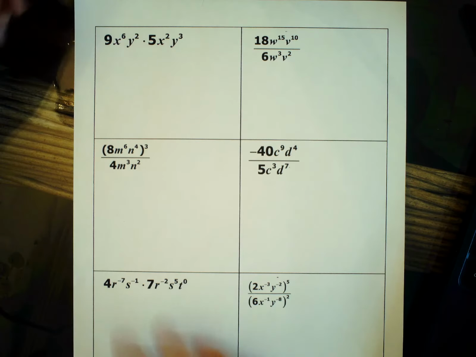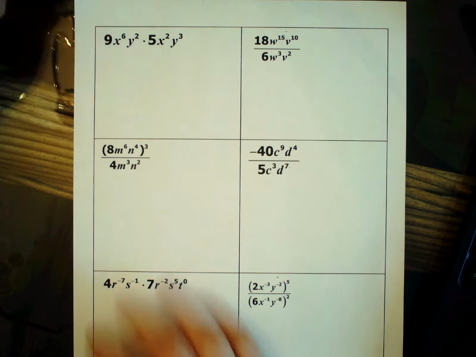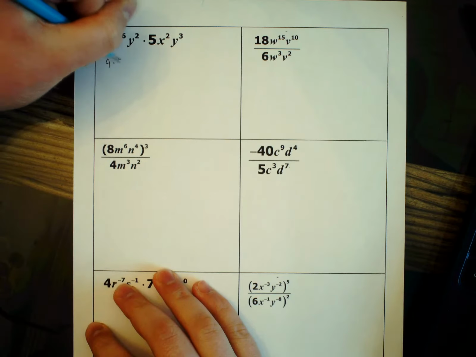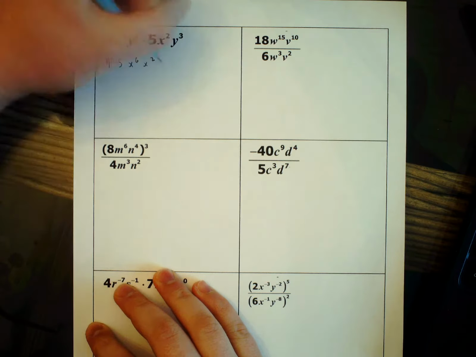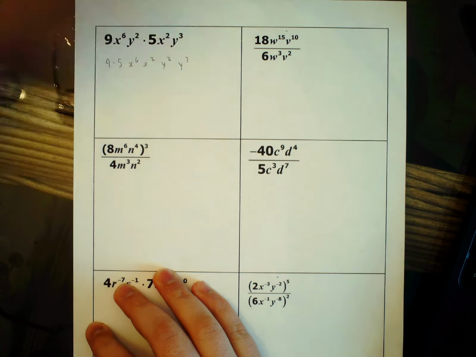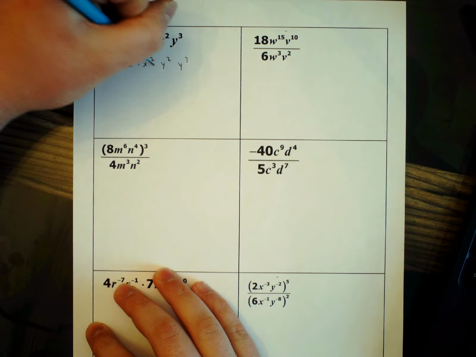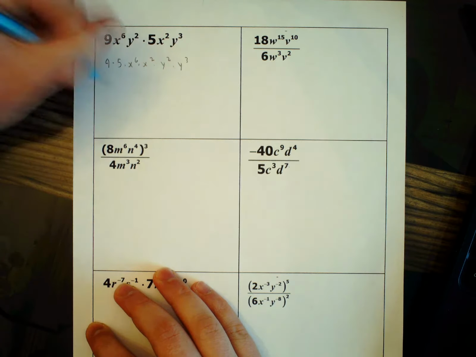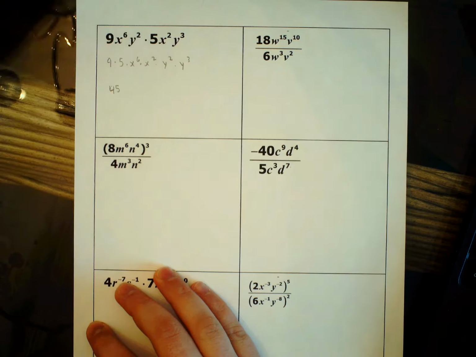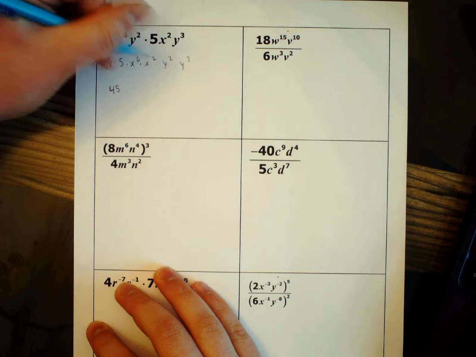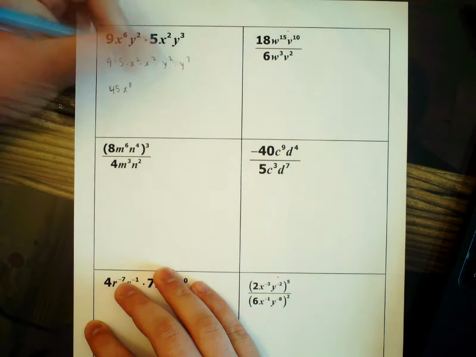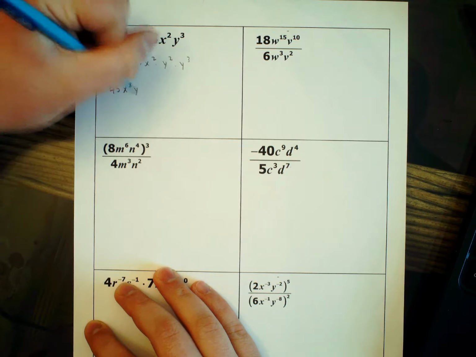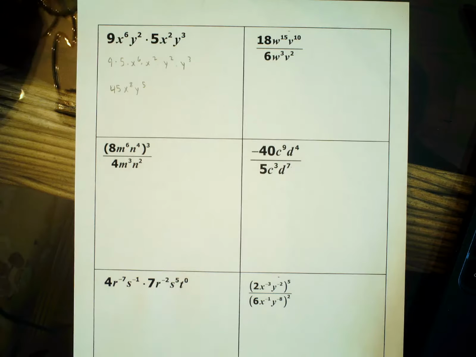So first thing that we're going to do is I'm going to write everything that's similar next to each other. So the 9, I'm going to write by the 5, the x to the 6th, I'm going to write next to the x to the 2nd, the y to the 2nd, I'm going to write next to the y to the 3rd. And everything is being multiplied. So 9 times 5 is 45. Now I see x to the 6th and x to the 2nd. Now using our exponent rules, we add the exponents, so that makes x to the 8th. Y to the 2nd, y to the 3rd. Add the exponents again, y to the 5th. And that's it for that one.